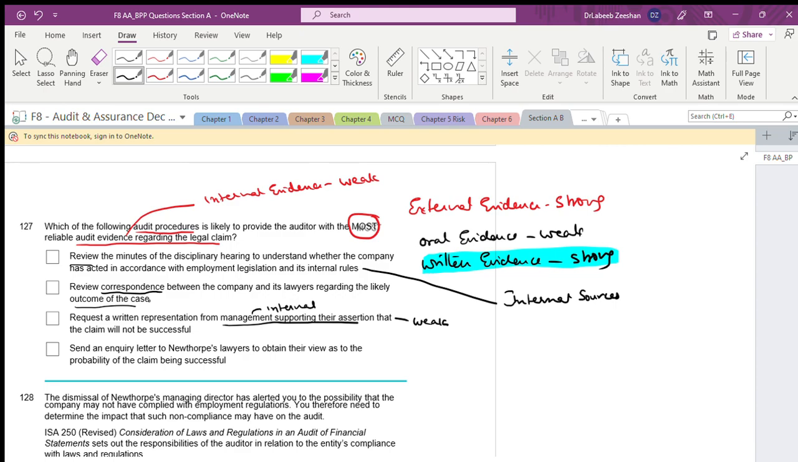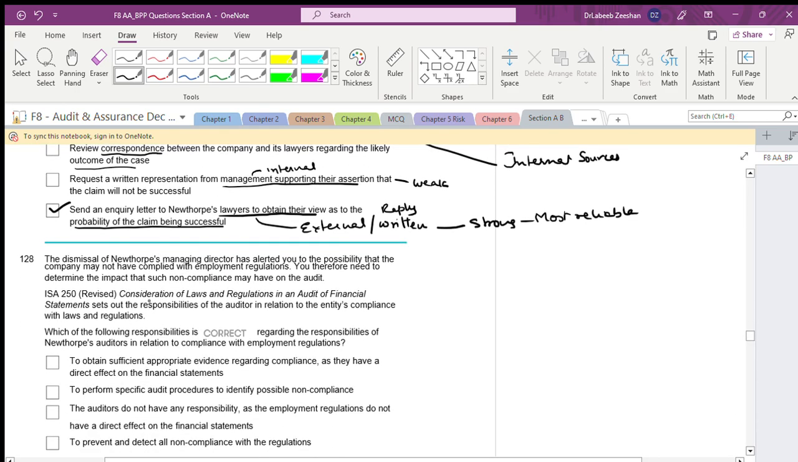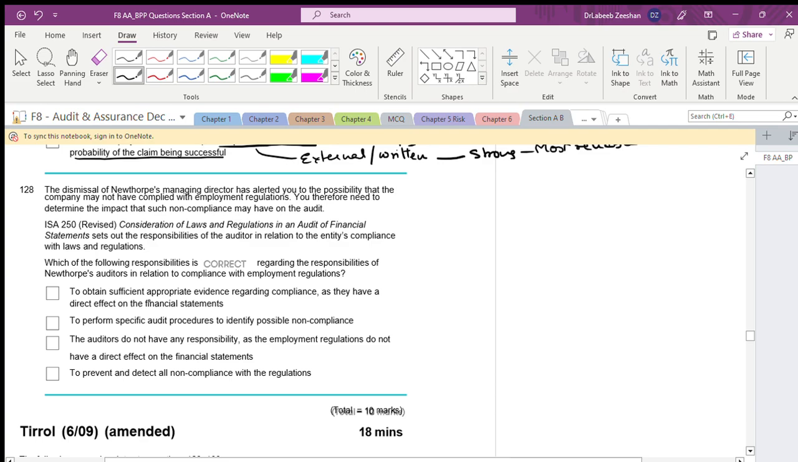Send an inquiry letter to the lawyers to obtain their view on the probability of the claim being successful. This is external. Definitely when you are sending an inquiry letter, it will be external and the reply will be in return. This is going to be strong and most reliable. Fine. Now, are you clear about this? I am taking my own time. I am very slow. I am just making sure that things will work.